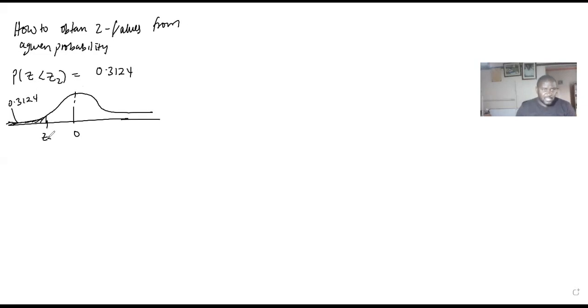But you should have read Z2 coming from 0 to Z2, which can be identified from 0.5 minus 0.3124. When you subtract that, what do you get? 0.1876. So we go to our table and look for 0.1876.